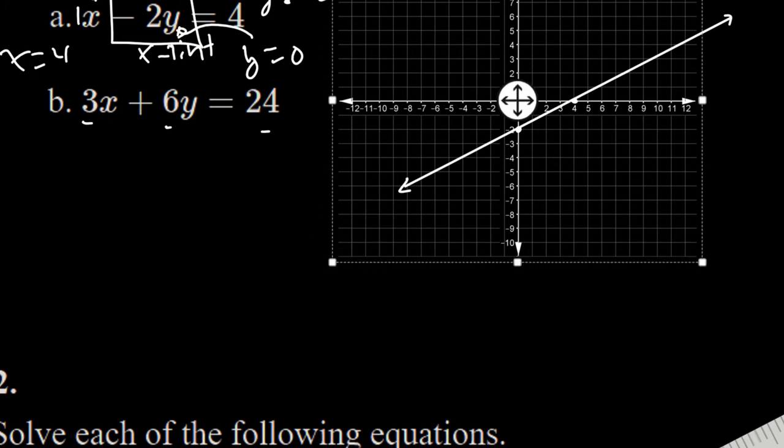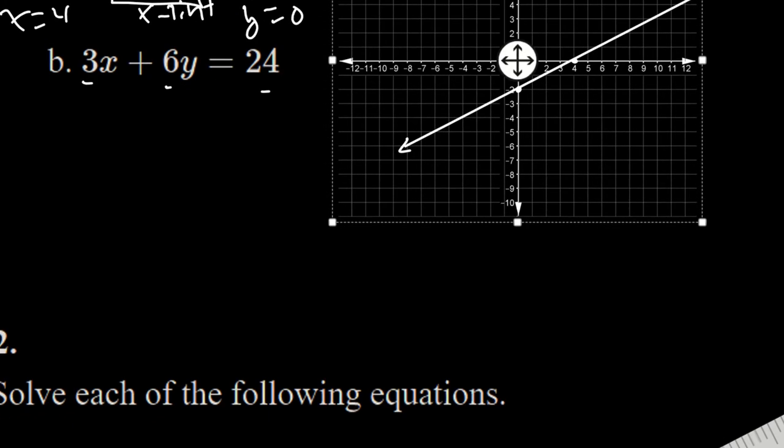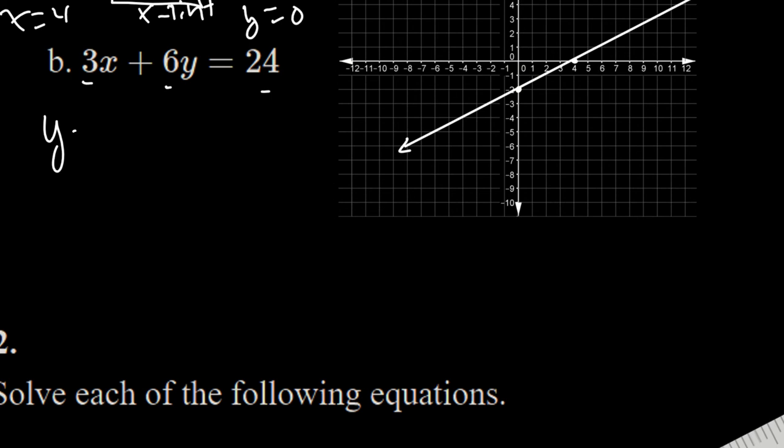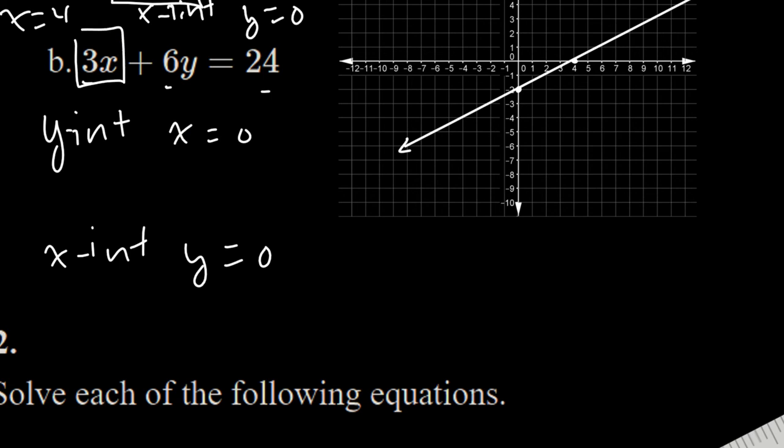Again, I guess we'll do y first. Let me try and make this more organized. If I want to find the y-intercept, x is going to equal 0. And when I want to find the x-intercept, I'm going to let y equal 0. First we let x be 0, so this term goes away, and the equation becomes 6 times y is 24. If I divide both sides by 6, I get 4. So y is 4. My y-intercept happens at the point (0, 4).